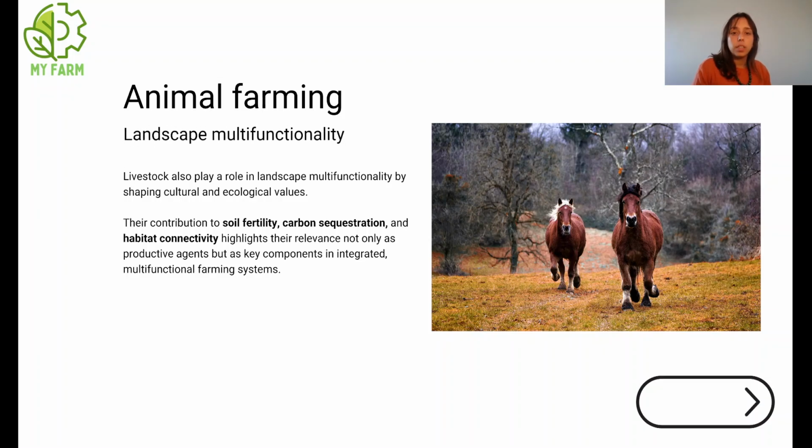About landscape multifunctionality. Livestock also play a role in landscape multifunctionality by shaping cultural and ecological values. Their contribution to soil fertility, carbon sequestration, and habitat connectivity highlights their relevance not only as productive agents, but as key components in integrated multifunctional farming systems.